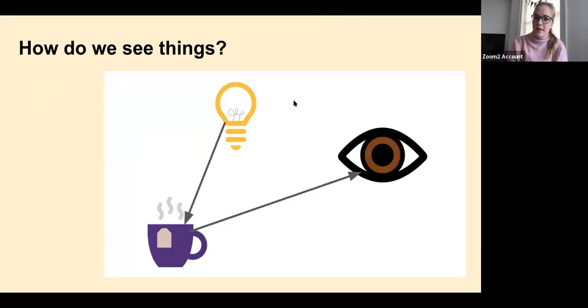Great. So I've got another picture here that's showing how this happens. In this diagram, I've got a cup of tea, a light bulb, and an eye. The reason we're able to see this cup of tea is because it's reflecting violet light from the light bulb, and then it's reflecting this to our eyes. So we're able to detect this light and see the cup. If there's no source of light, we're not going to be able to see anything because there's not going to be any light there for it to reflect back to us.